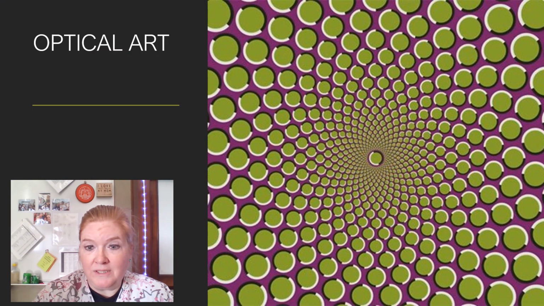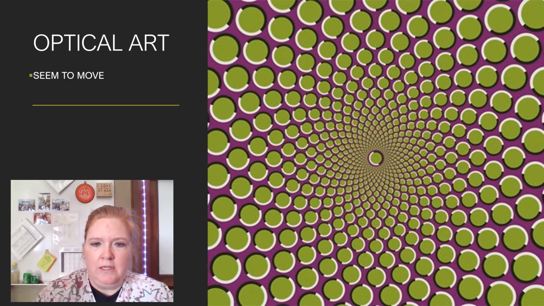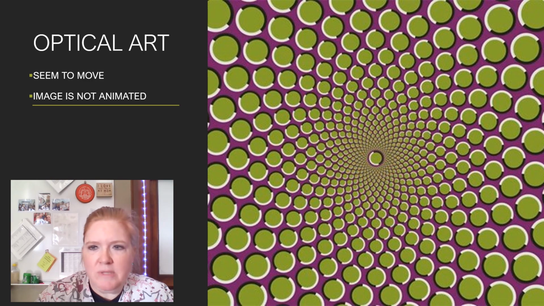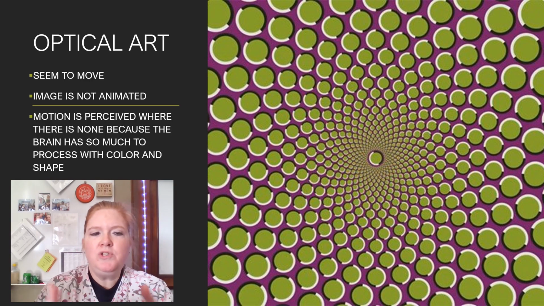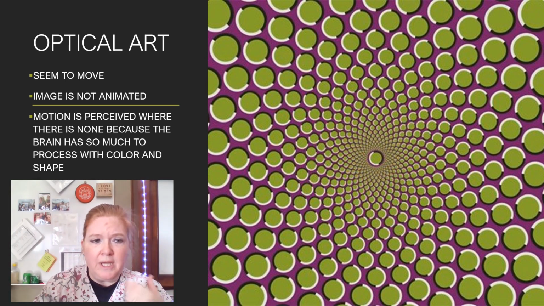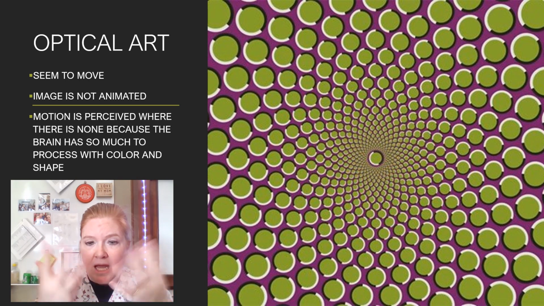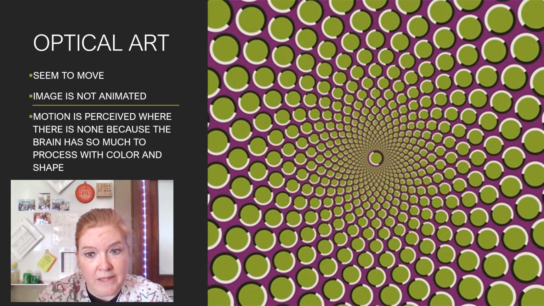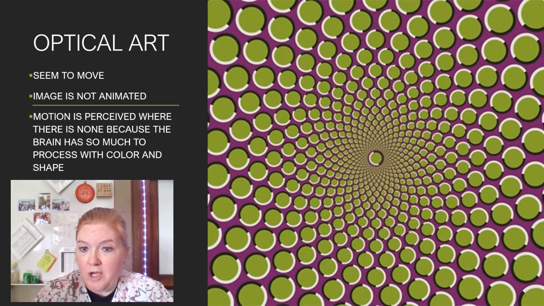This is something called optical art. The pictures typically seem to move. The image is not animated. The motion is perceived because there's a lot going on. So there's a lot to process with the shapes and the colors and all this stuff going on. So our brain is kind of overloaded and perceives motion when in reality there is none. All right, want to look at a couple other examples?